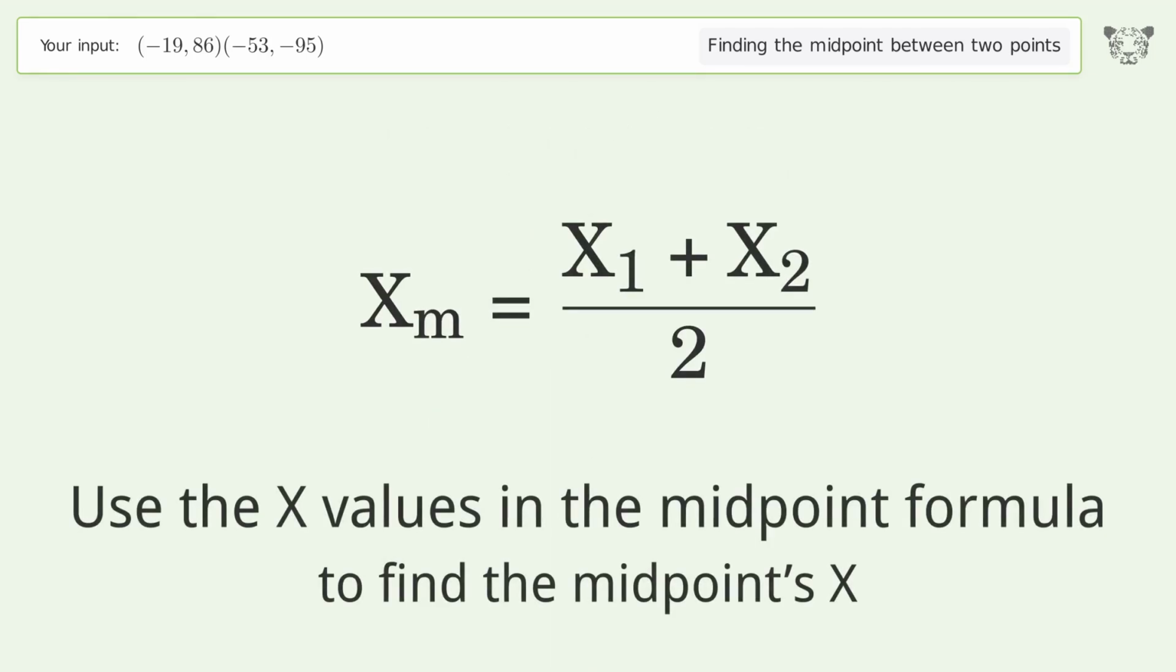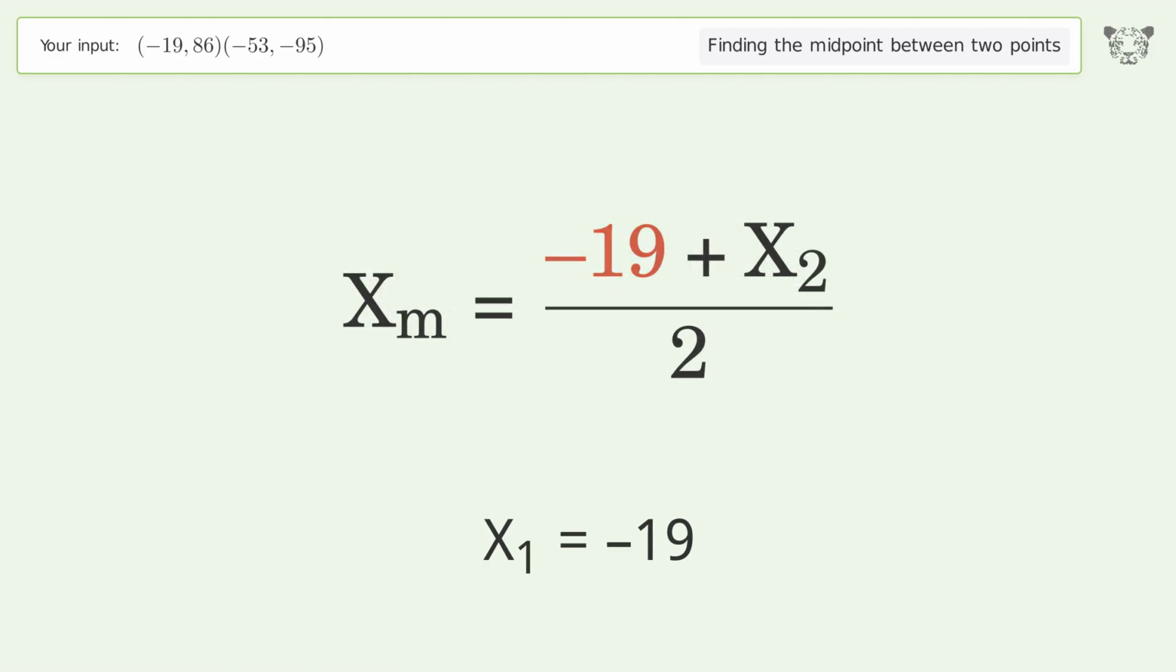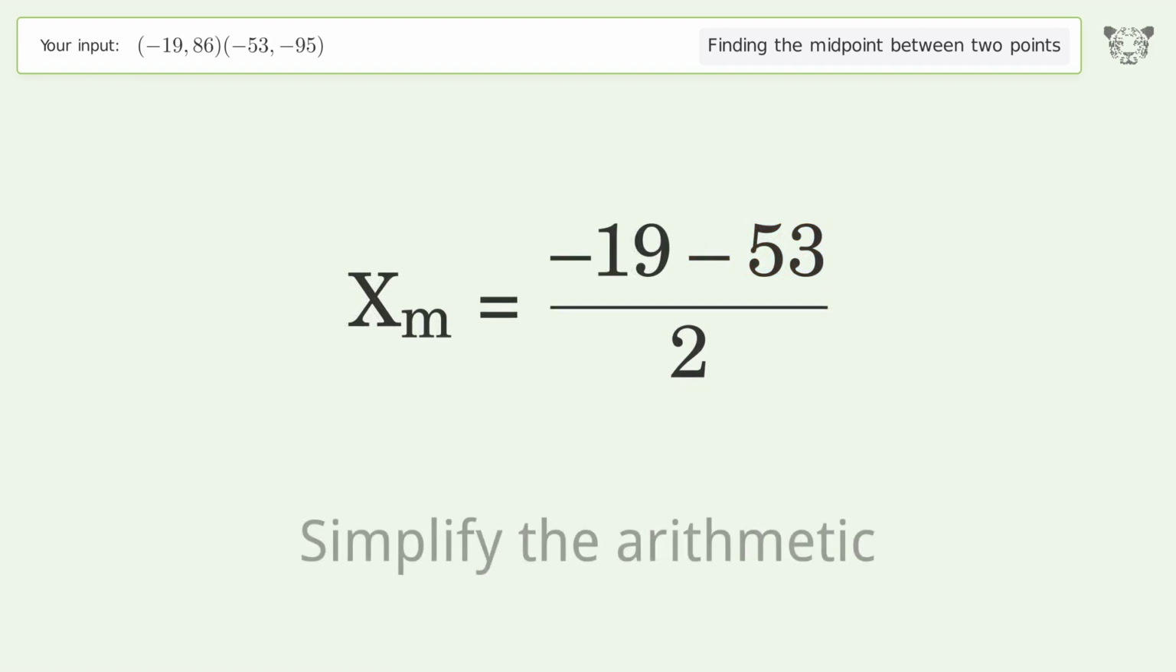Use the x values in the midpoint formula to find the midpoint's x. x1 equals -19. x2 equals -53. Simplify the arithmetic.